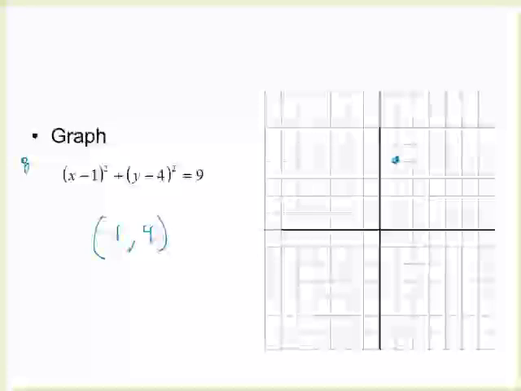And then our radius is the square root of the number there. So we're going to go out 3 and connect with as circular of a shape as you can manage. Questions?